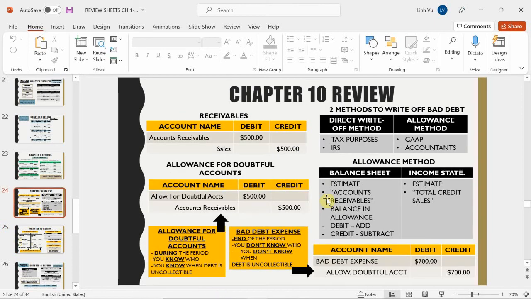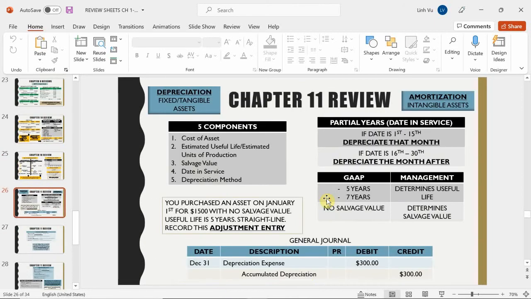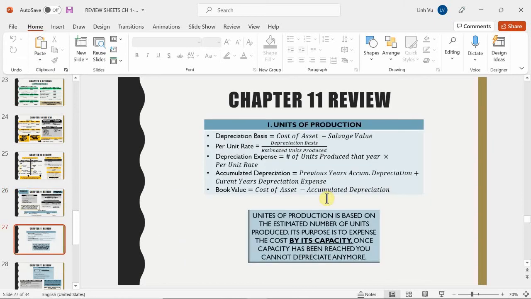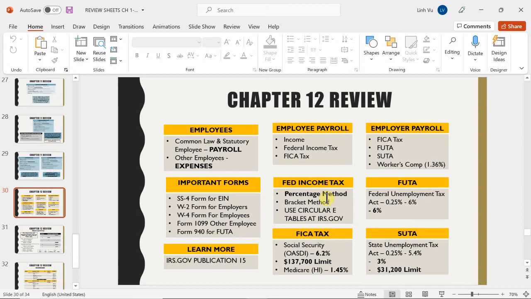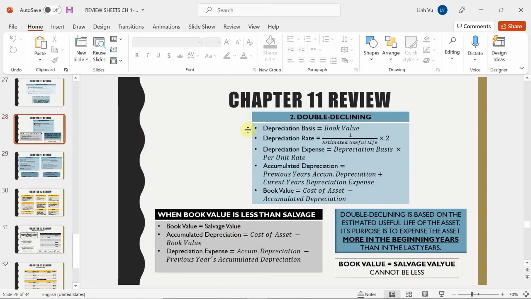Okay. And chapter 11, I will be testing you on all three methods. So determining units of production, straight line, and double declining. So no amortization, just because amortization is exactly the same as straight line. So yeah, making sure that you know the difference between the three different methods, okay?